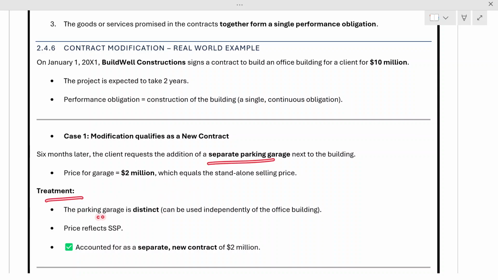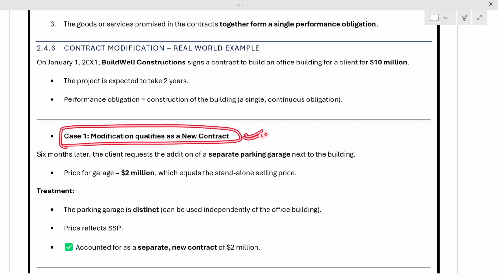So we can say that the parking garage is a distinct contract. Why? Because there is no separate benefit and these two are highly independent, with not much dependency on each other. The price is the standalone selling price. Then we can say this is a separate contract and the new contract is for $2 million. This is situation 1, where the modification is qualified as a new contract.